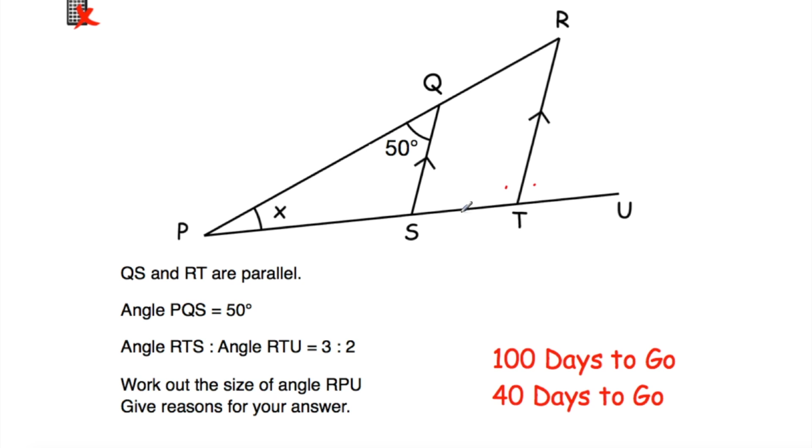Remember, this is a straight line. So if you share 180 degrees in the ratio of 3 to 2, you can find the size of this angle and the size of this angle. Once you've labelled any other 50-degree angles, and once you find that angle, you should be able to find x. And that's it.